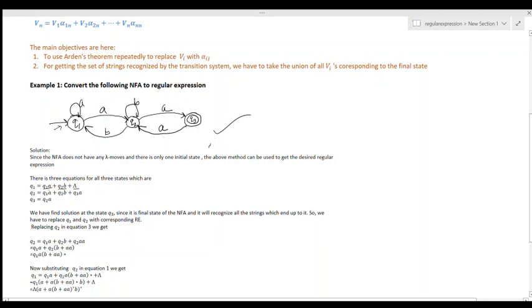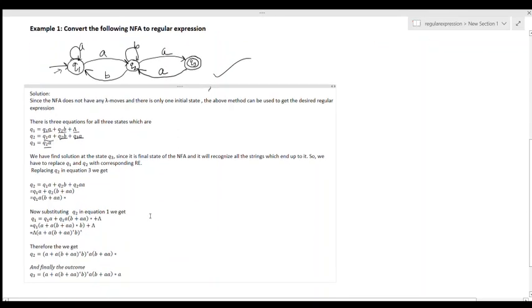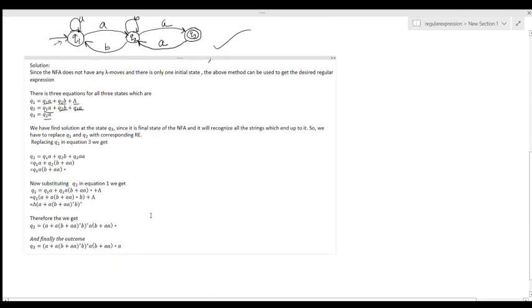For Q2, a transition comes with input symbol A from Q1, so Q1A is here. Then taking B it goes to itself, so Q2B. Then again a transition comes from Q3 with input symbol A, so Q3A. For Q3, only one transition comes to Q3, from Q2 with A, so there's only one term in the equation. Now the main thing, we have to solve these equations by the replacing method.